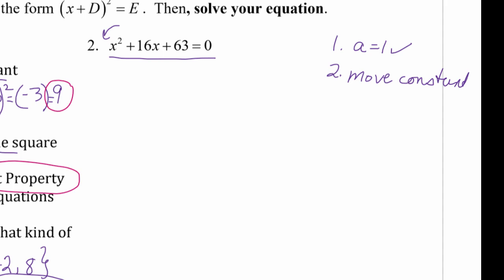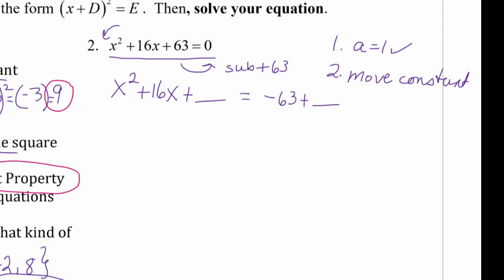We want the binomial, the first two terms, on their own side of the equal sign so that we can complete the square. So I'm going to write x squared plus 16x plus something equals, and then we subtract 63 to move it over, which is negative 63. And remember, if we add something to the left side of the equation, we have to add it to the right side to keep it even.